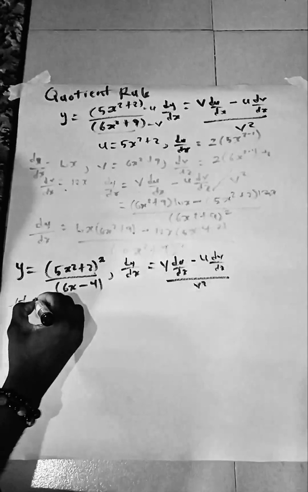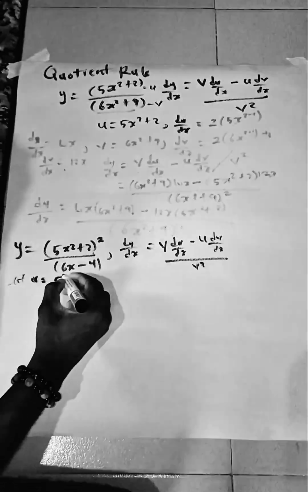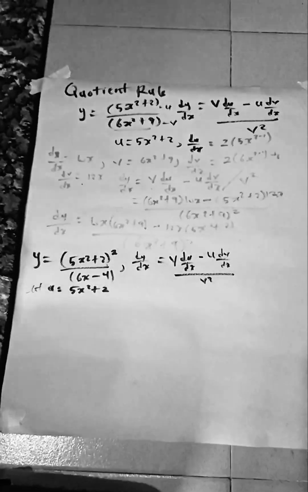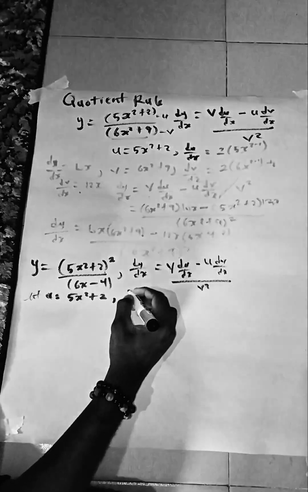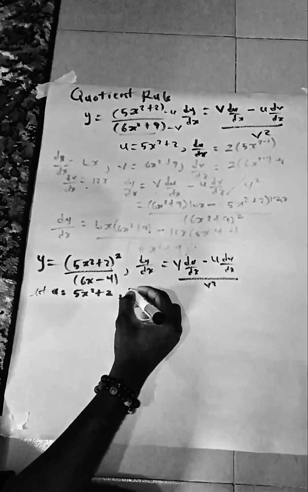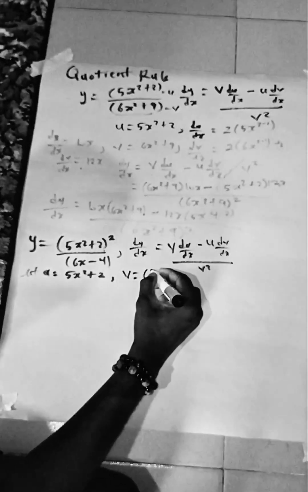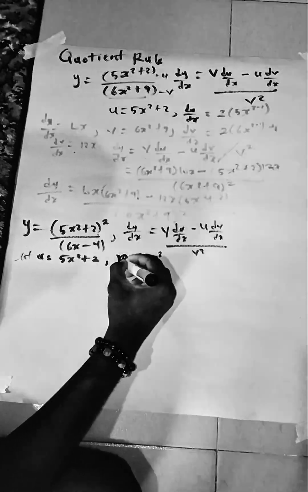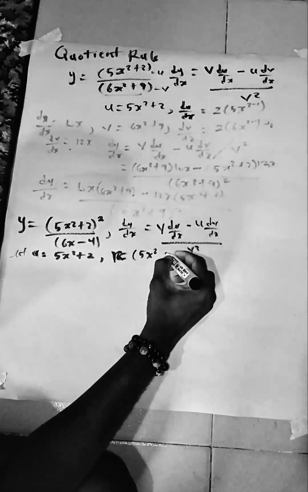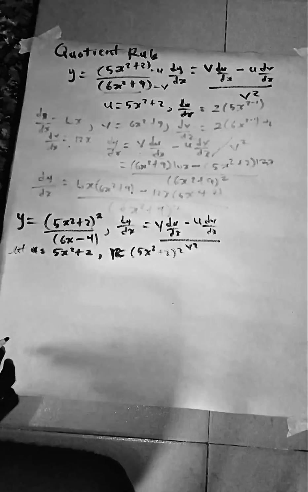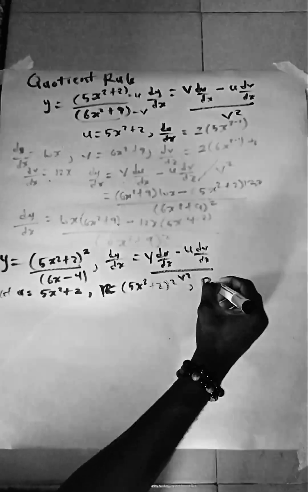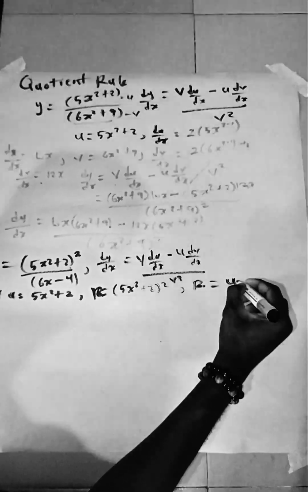So let's take our u to equal 5x squared plus 2, right? And take v to equal 5x. Oh no, let's not use v. Let's use r. Let r be (5x squared plus 2) squared. So if u is equal to 5x squared plus 2, our r is going to equal u squared.